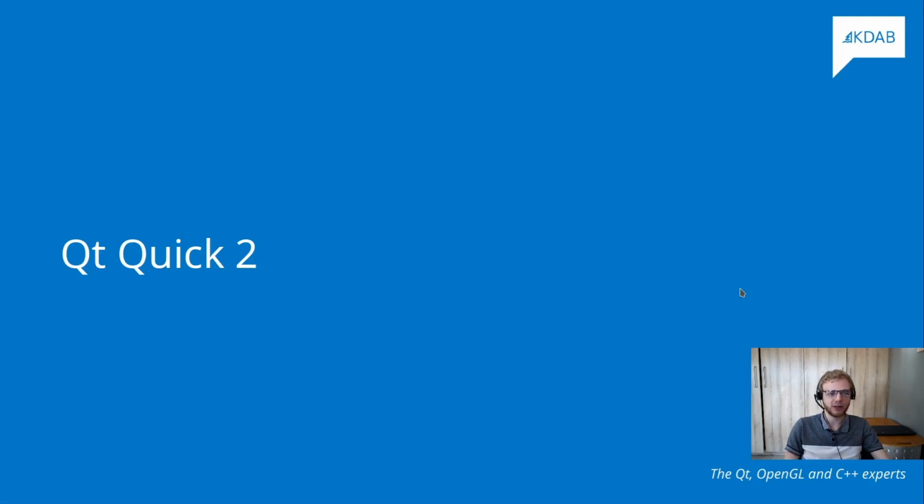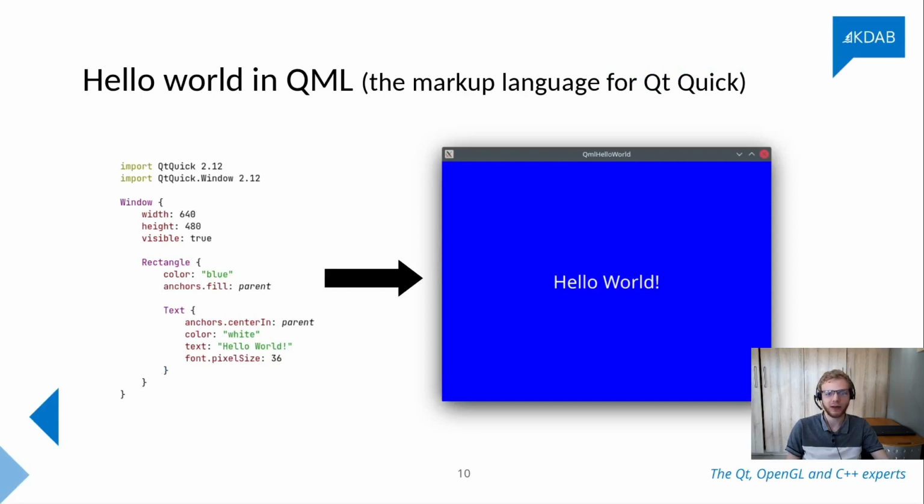So now let's quickly look at, how exactly does Qt Quick 2 work? How does it achieve this GPU optimized rendering approach that I'm talking about? So here's a quick hello world example in Qt Quick, which looks exactly like the hello world I showed with QPainter. Okay, so technically I said it's in QML.